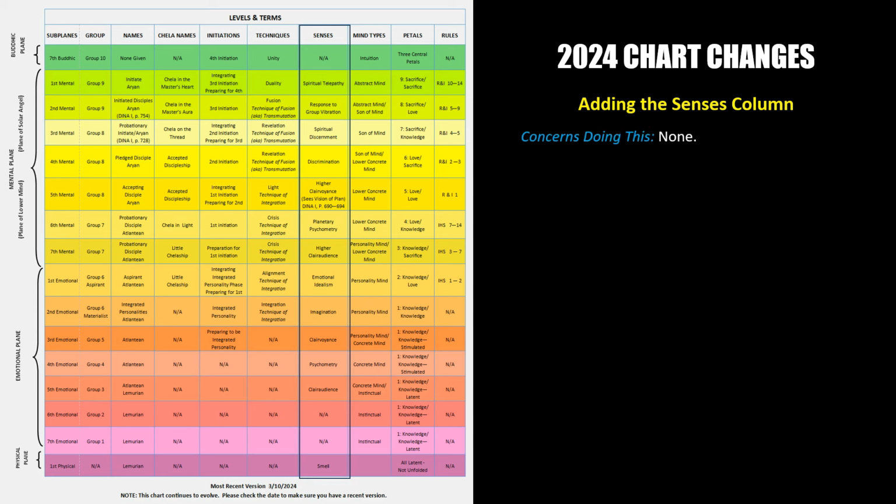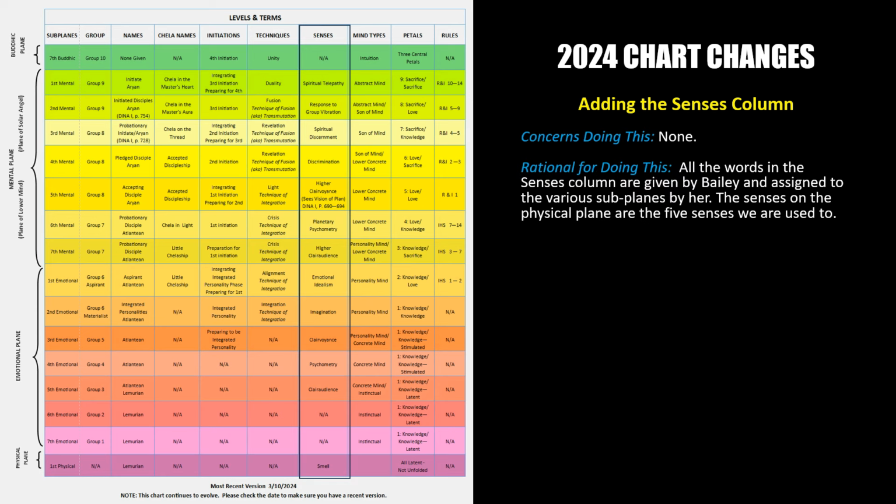My concerns over doing this? None. My rationale for doing this? All the words in the senses column are given by Bailey and assigned to the various subplanes by her. The senses on the physical plane are just simply the 5 senses we're used to.